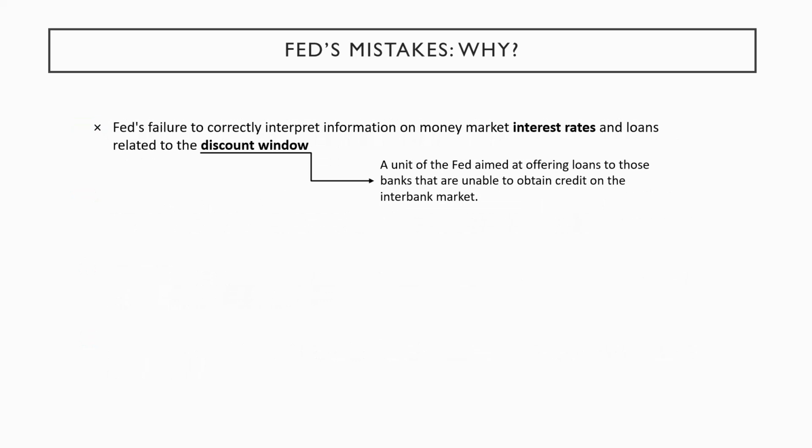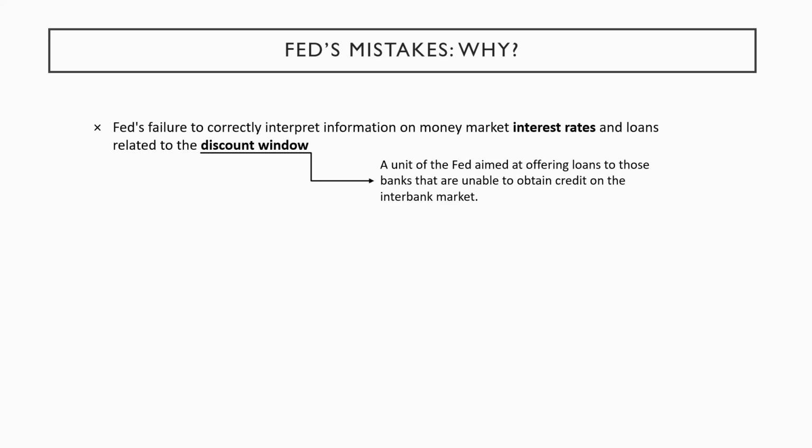At this point, we need to ask ourselves the reason why the Fed, immediately after each shock from 1929 to 1933, contracted the credit granted. One reason can be found in the Fed's failure to correctly interpret information on money market interest rates and loans related to the discount window, which is a unit of the Fed aimed at offering loans to those banks that, for example, are unable to obtain credit on the interbank market. At the time, the low levels of interest rates and the limited use of loans from the discount window were interpreted as conditions that would have made the injection of greater liquidity useless. The officials of the main central banks did not see any need for further stimulus to the economy, given the already low cost of credit.